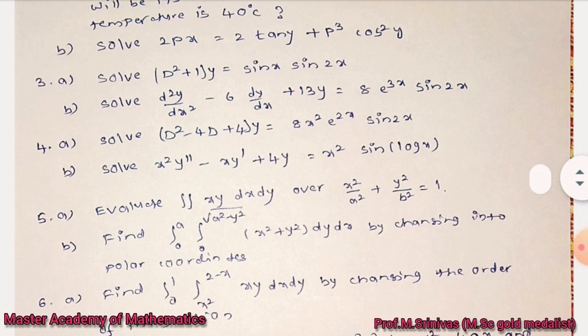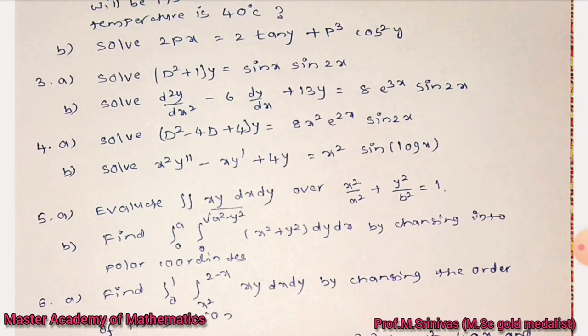Fourth a bit, solve d square minus 4d plus 4 of y, it is equal to 8x square e power 2x into sin 2x. So again it is a higher order differential equation. So from that yc, as usual yp, first thing is nothing but it is looking like e power ax into v. So e power 2x you are taking to the left side and make the simplification. Again it is looking like some x to the power of k into v model. So x power k into v model, you are using two procedures in that so that you can find out the solution.